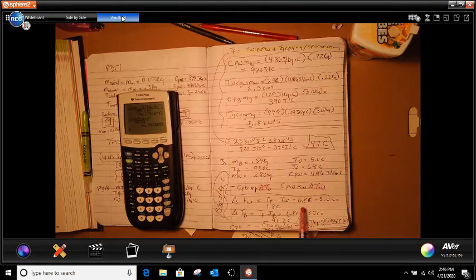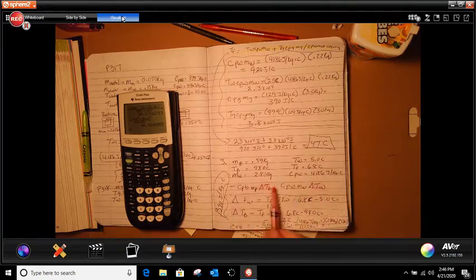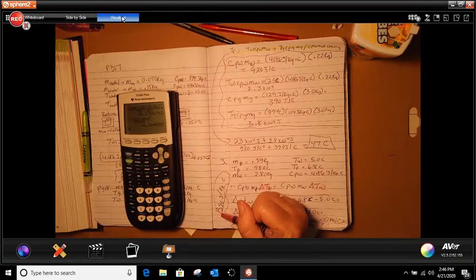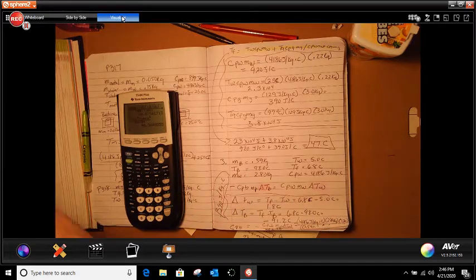So they're trying to find the temperature change of the water first, then the temperature change of the brass second. And once we get that, we can go back up here and plug this into our equation. And you should get 390 joules per kilogram times Celsius.